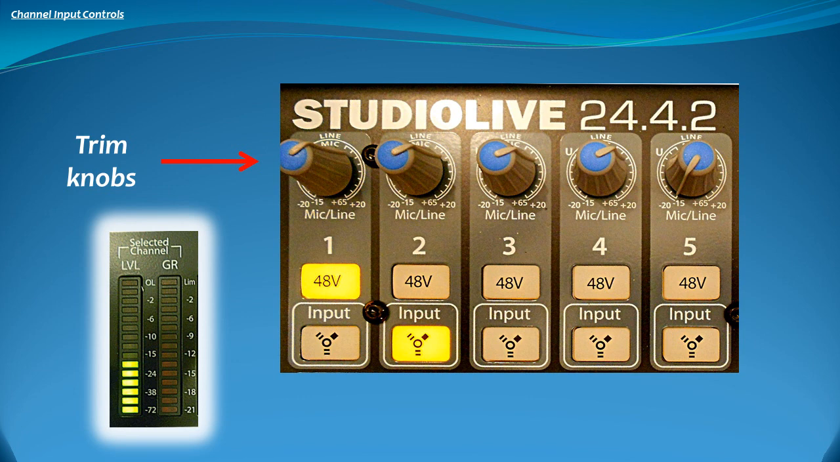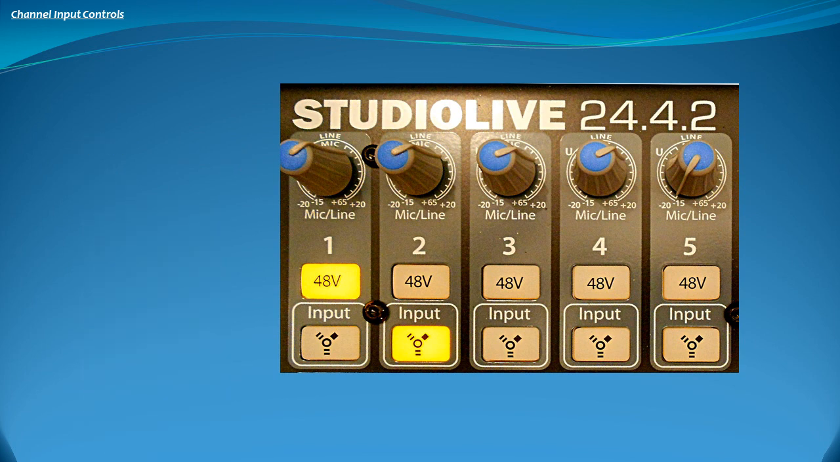Clipping in the SL24.4.2 can occur when the input signal passes the 0 dB setting on the level meters. The SL24.4.2 has 48-volt phantom power available on all 24 input channel XLR jacks.